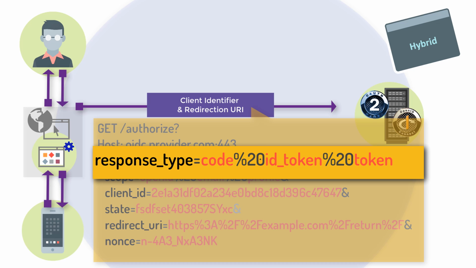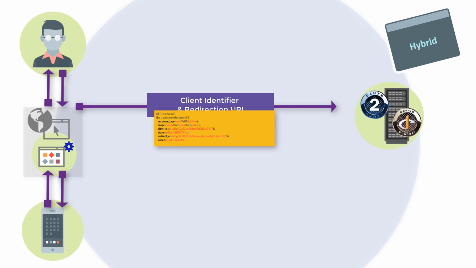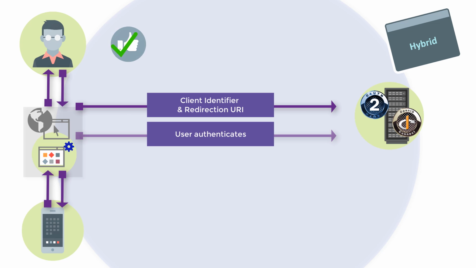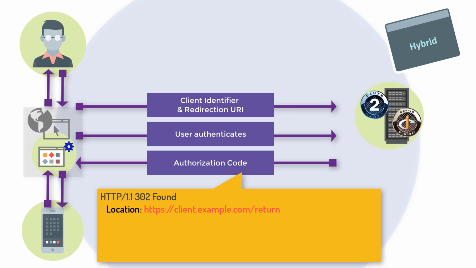If, for example, the client application chooses code ID token, the user agent redirects to the identity provider, passing the response type equals code ID token along with the scope it requires. The end user logs in and is asked for consent. After consent is given, an authorization message is sent which redirects the user agent back to the client application. The redirection URI includes the authorization code and ID token.